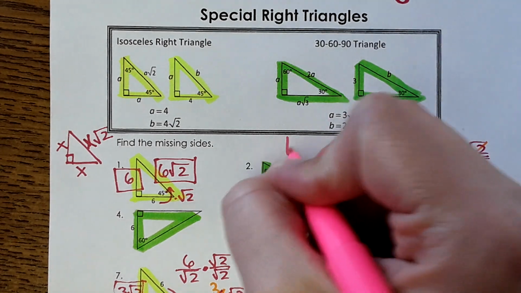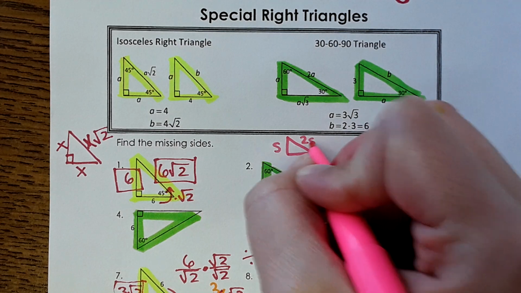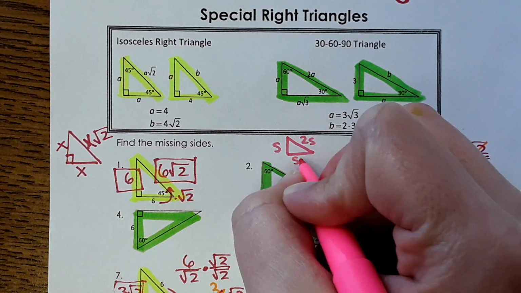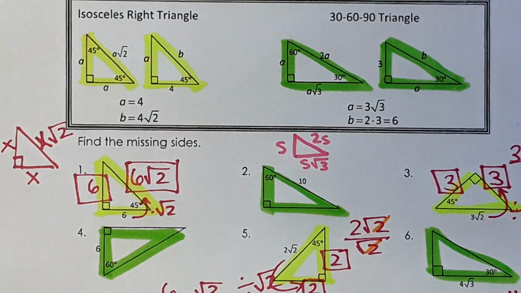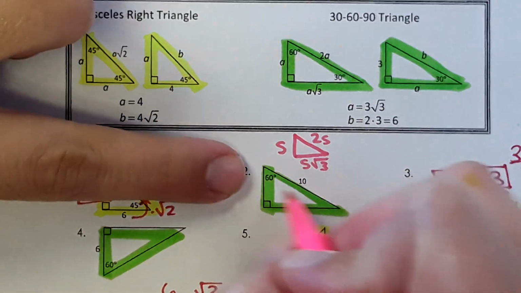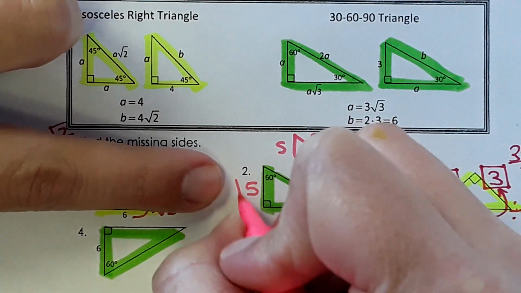So for the 30, 60, 90, remember you have the short side. The hypotenuse is 2 times that short side, and then the medium is short times square root of 3. So for number 2, we're given the longest side, the hypotenuse. We can divide that by 2 to get the short side.